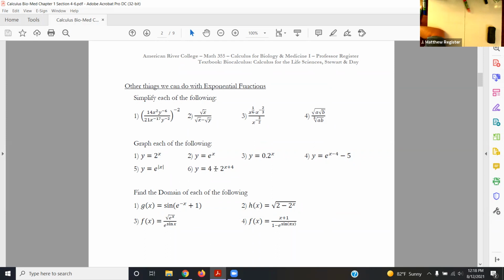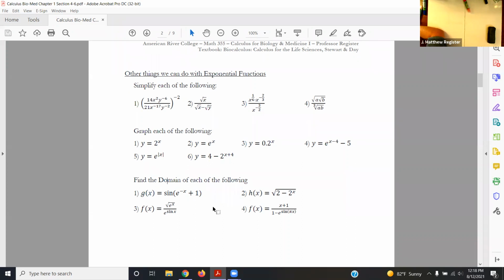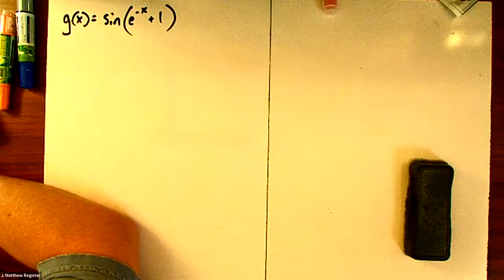Number 6, that's a repeat. We don't have to worry about 6. The next says, find the domain of each of the following. And let's see if we can figure these out, or at least some of them. Let's start with the first one. Sine of e to the -x plus 1. So g of x equals sine of e to the -x plus 1. And it's asking us for the domain of this.